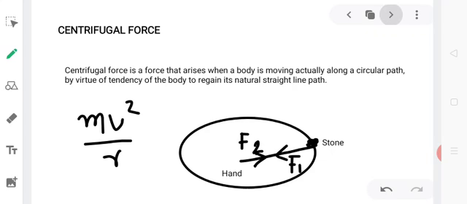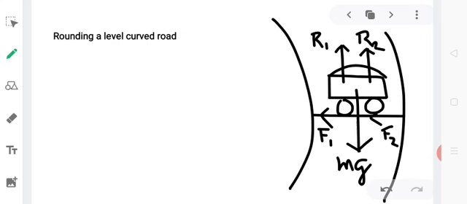Now, let us come to the applications of centripetal and centrifugal force. Rounding a level curved road. When a vehicle goes round a curved road, it requires some centripetal force. While rounding the curve, the wheels of the vehicle have a tendency to leave the curved path and regain the straight line path. Force of friction between the wheels and the road opposes this tendency of the wheels. This force of friction, therefore, acts towards the center of the circular track and provides the necessary centripetal force.